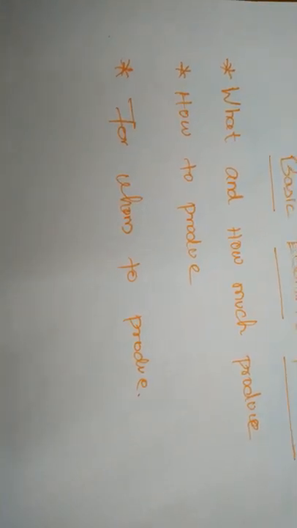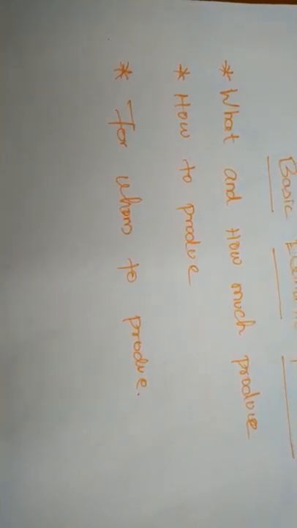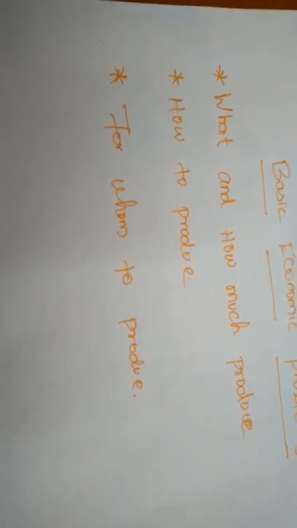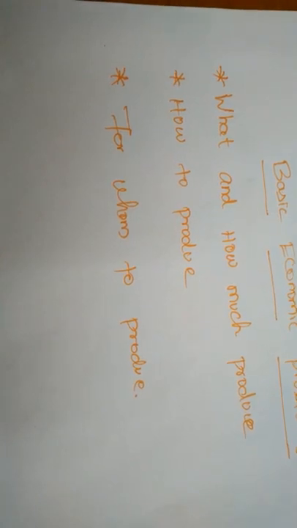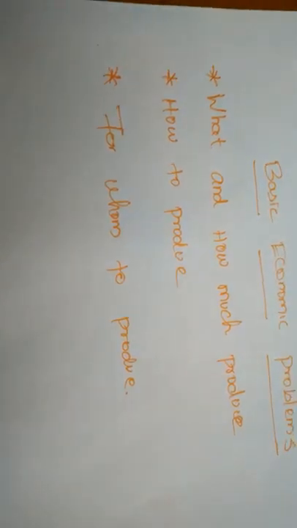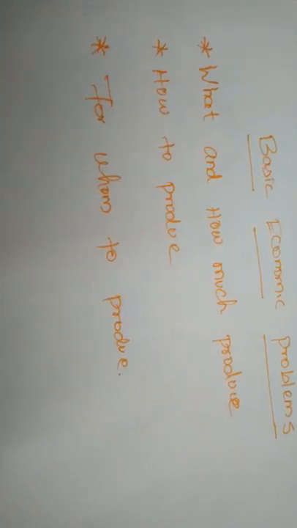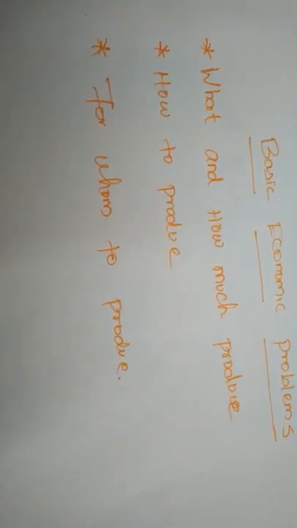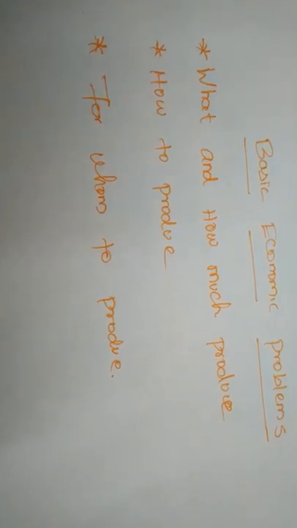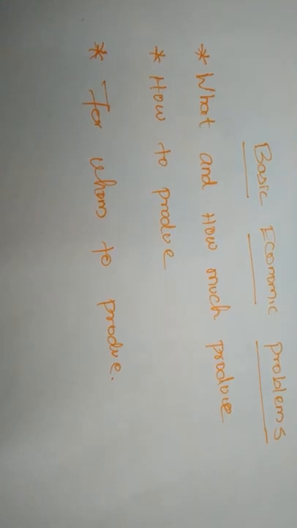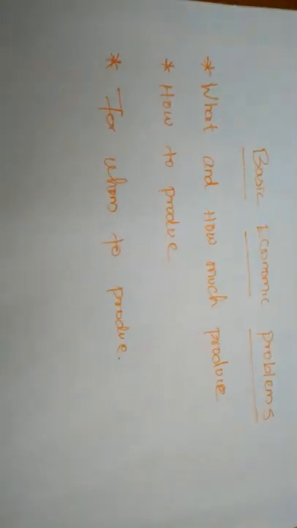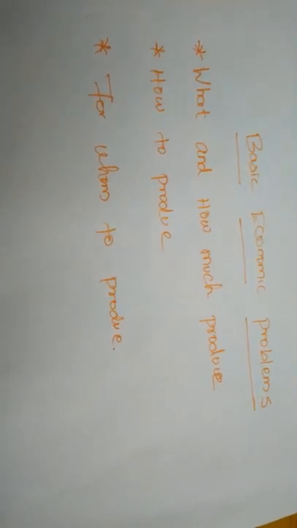So it faces the problem of allocating the scarce resources to the production of different possible goods and services, and of distributing the produced goods and services among the individuals within the economy. So to produce any of the commodities, the government must allot the scarce resources at the optimum level to produce and distribute the goods and services. So this is the basic economic problem.